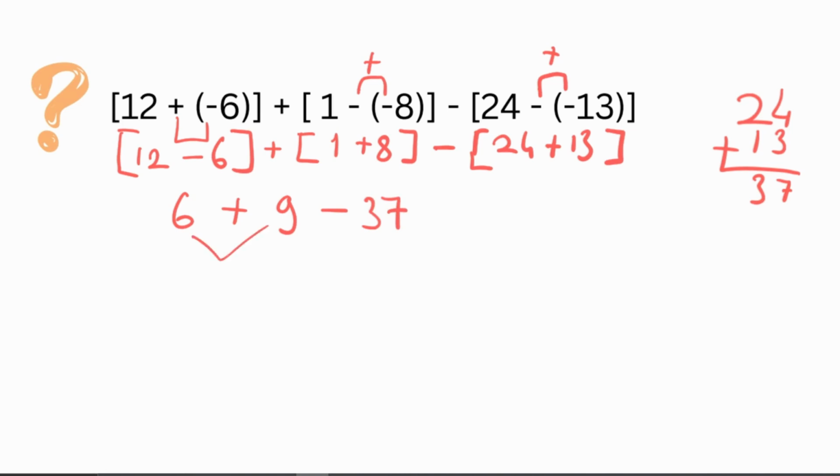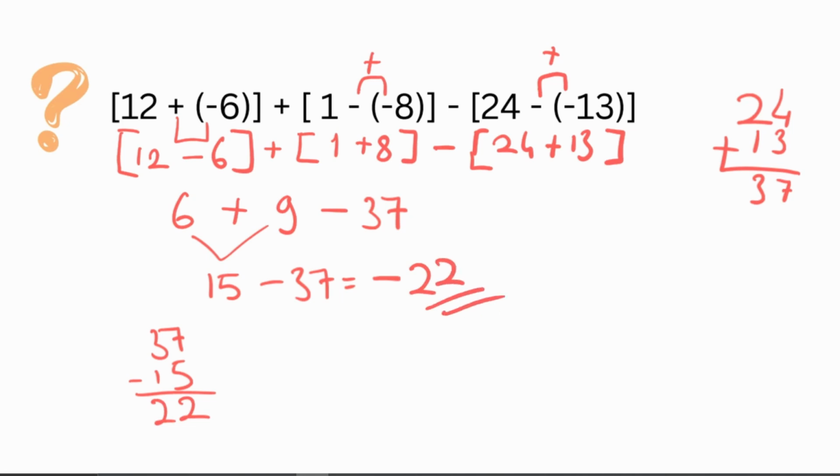Let's start here. 6 plus 9 is 15. Minus 37. Sign of the largest and subtract them. So 37, 15, subtract them. 7 minus 5 is 2. 3 minus 1 is also 2. So the answer is negative 22.